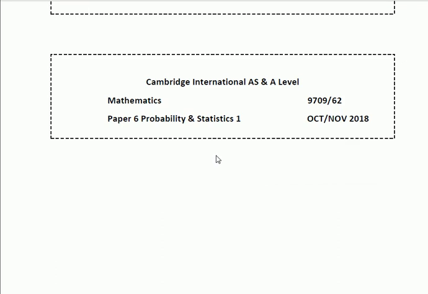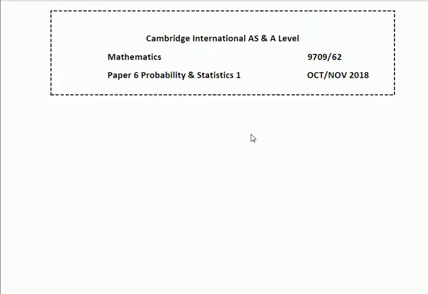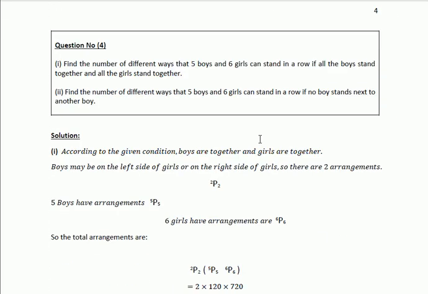In Probability and Statistics 6, October/November session 2018, question number 4 is: find the number of different ways that 5 boys and 6 girls can stand in a row if all the boys stand together and all the girls stand together. So the grouping is between the boys and the girls. Now we shall find the solution for part 1.